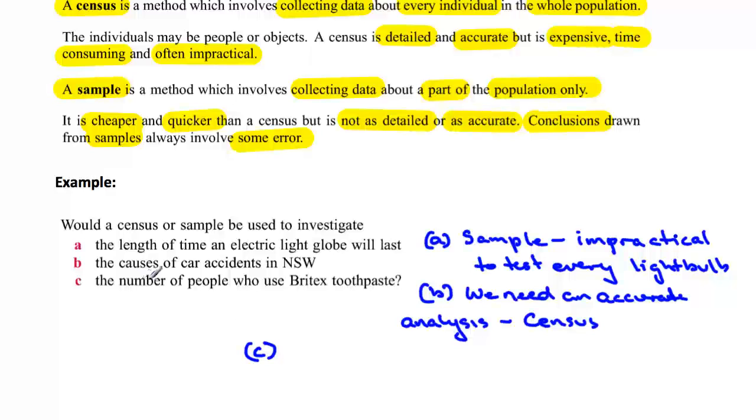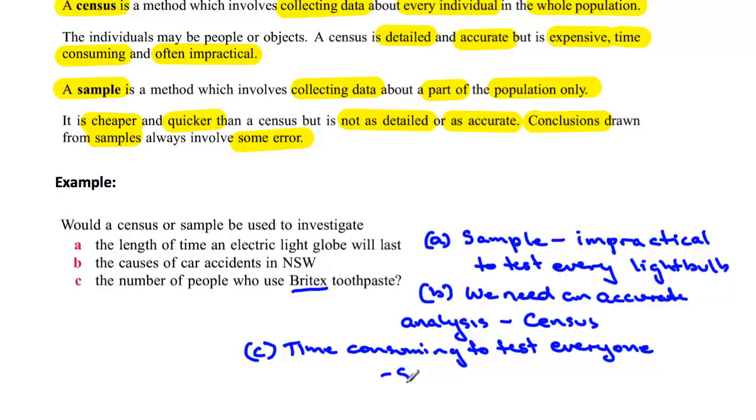And in the last one, we're looking at the number of people who use a type of toothpaste. Well, once again, in this case, we can't test everyone because it would be time consuming to test everyone. And I guess it would be very expensive as well, but time consuming is one of the reasons why we wouldn't do it. So in this case, we would have to use a sample as well.